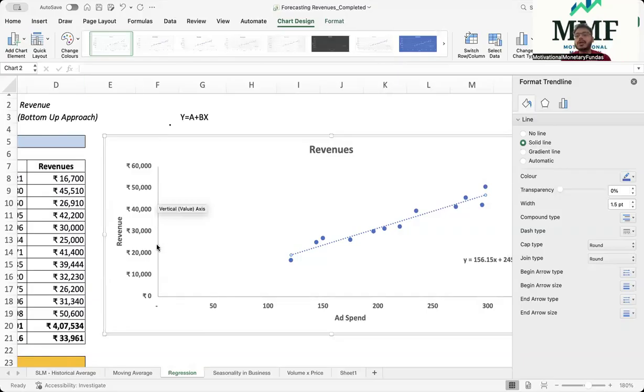So listen to this point very carefully. Based upon ad spend, my revenues are rising. Correct? Based upon my ad spend, my revenues are rising. Correct? So I can say that my revenues are dependent upon my ad spend. Just try to understand these things very carefully.